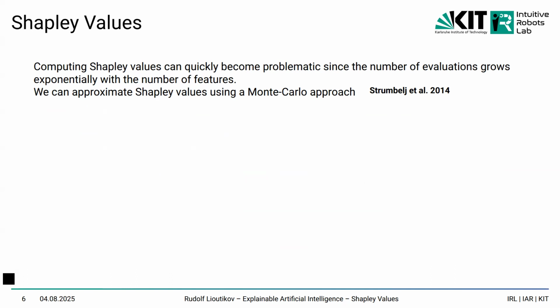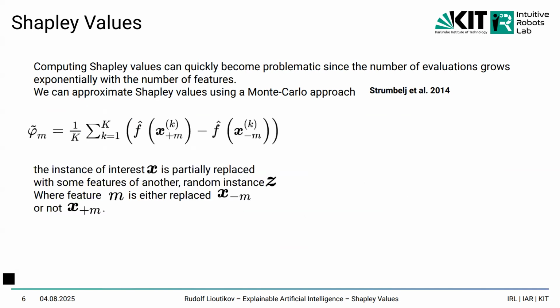The cost is basically exponential in the number of features. I should have said that. But the second thing is that we cannot actually remove features. This was the other thing that we just skimmed over. We said, let's assume we can, but we cannot. So we can solve both these issues through Monte Carlo approaches. The idea here is that we just randomly sample.